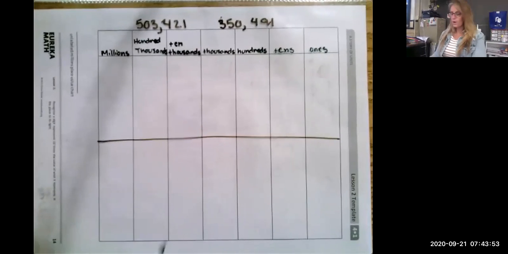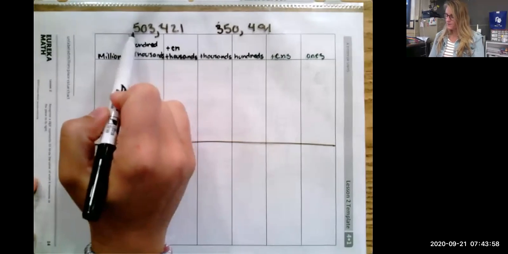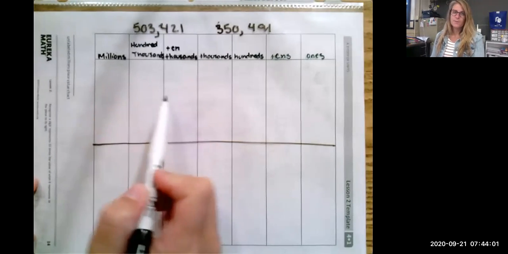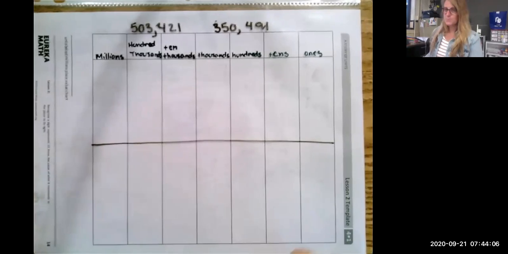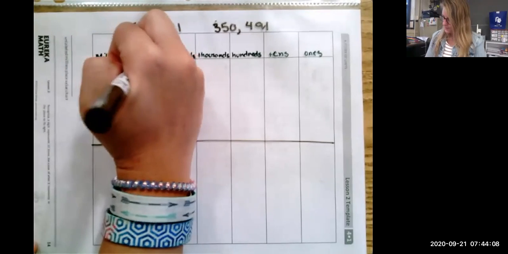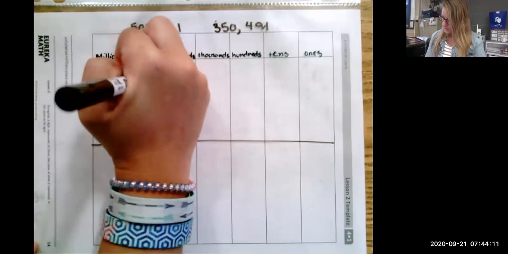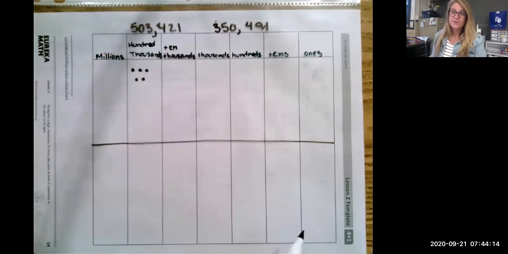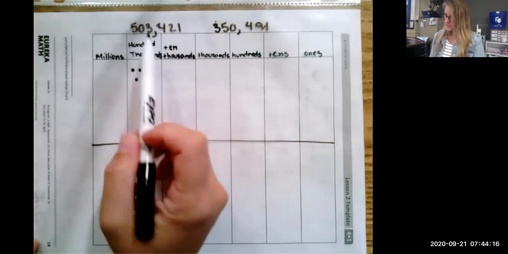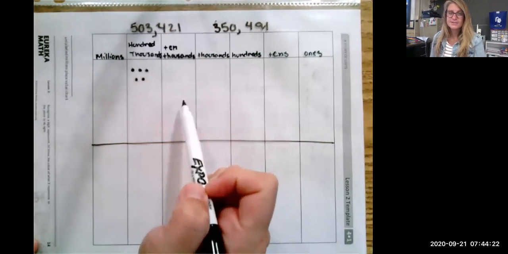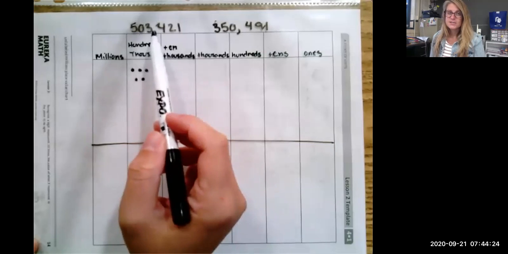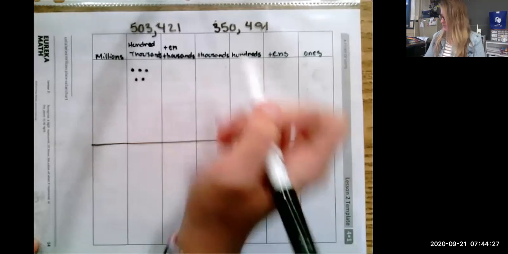So the first thing we're going to do is represent each number, one above the line and one below the line, with place value disks. I'm going to start with 503,421 above the line. The first digit in this number is in the hundred thousands place. So I'm going to put my place value disks to represent 500,000. My second digit is a 0 in the 10,000s place. So I don't need to put anything into the 10,000s place. The next digit is a 3 in the thousands place, which represents 3,000s.